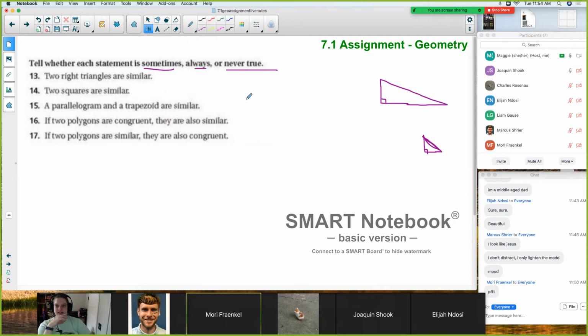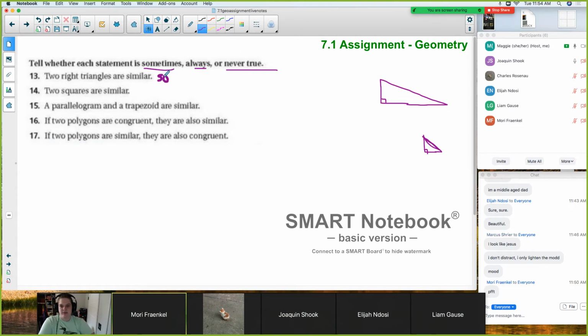And so in that case, we're going to say sometimes, in really thick writing. So again, it's only because they have one angle that matches, so yay, but we need all three.